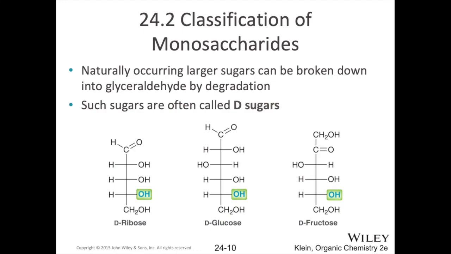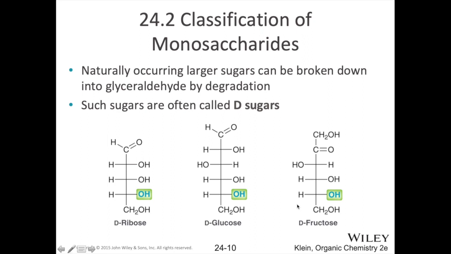Now, when we look at other sugars, we use that last chiral carbon, the one at the bottom, furthest away from the carbonyl, to designate that D or L designation, right? So if we have our alcohol group pointing to the right, so it's got an R configuration, we say that that sugar is a D sugar. So here we have D-ribose, D-glucose, and D-fructose, respectively.